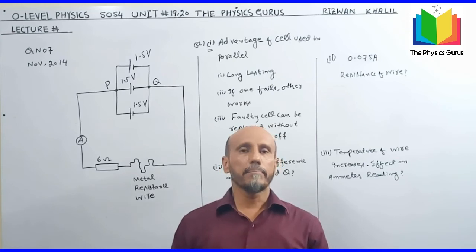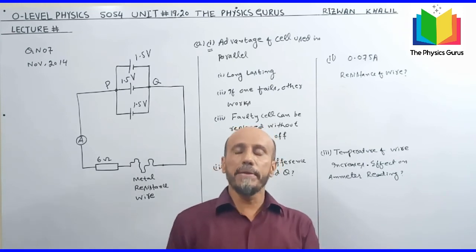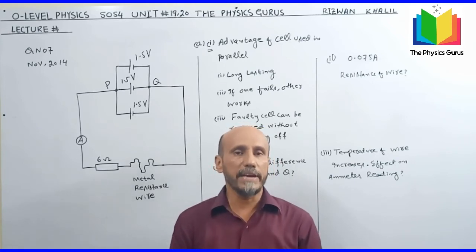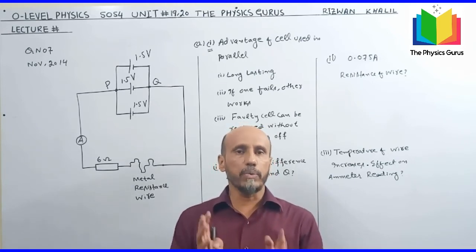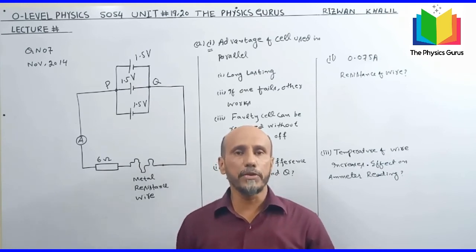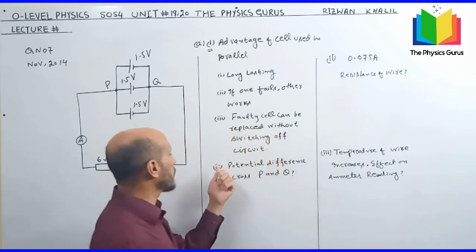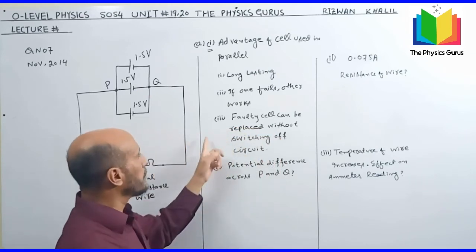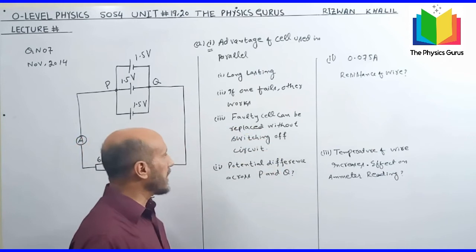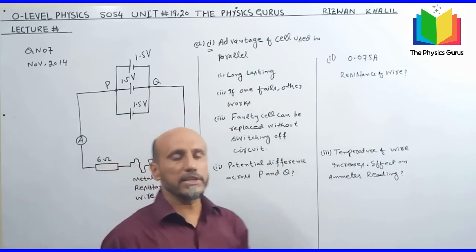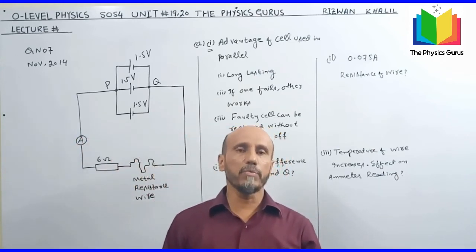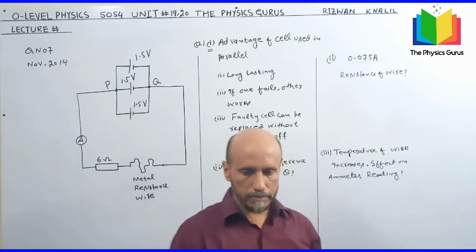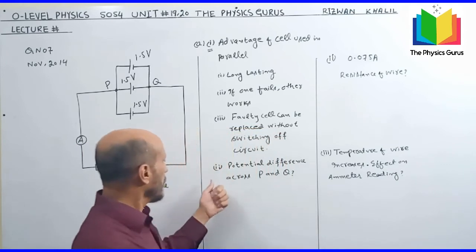series combination, but in parallel combination it is a beautiful characteristic that in a battery made by cells connected in parallel, if one cell fails, the other cells continue to work. And one more advantage of fabricating a battery with parallel combination of cells is that we can replace a faulty cell without switching off the circuit. There is no need to switch off the circuit if we want to replace that faulty cell.